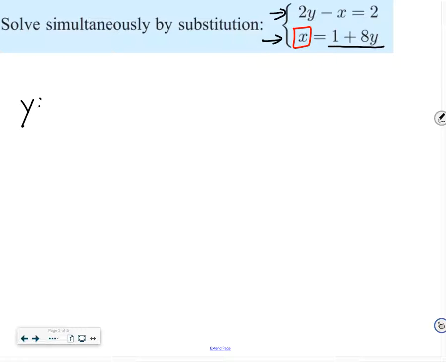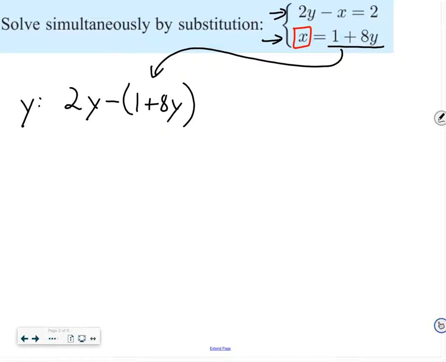Okay, so I'm going to start with the top one again. So I have 2y minus, well, I don't want to write anything with x, so now I'm going to use the second equation. Well, what is my x equal to? Well, it's equal to 1 plus 8y. That's my substitution here, because this is what was originally x there. Okay, and I continue finishing right equation 1 there, which is equal to 2.